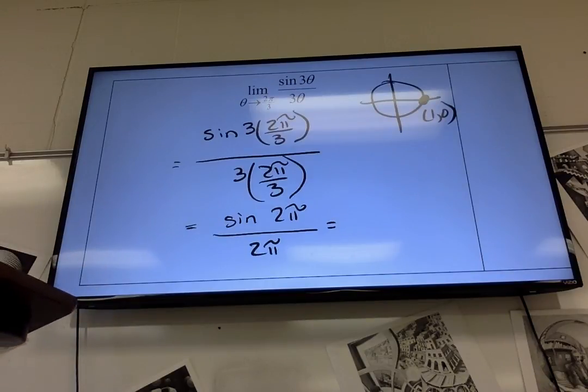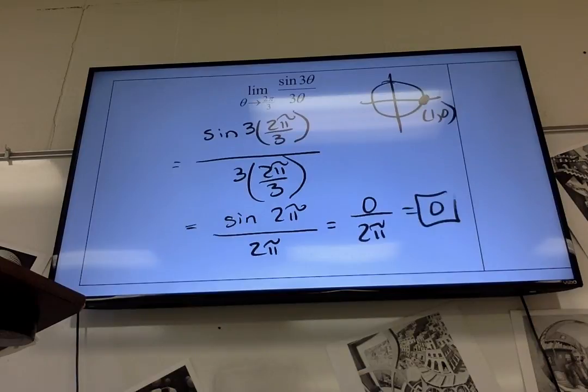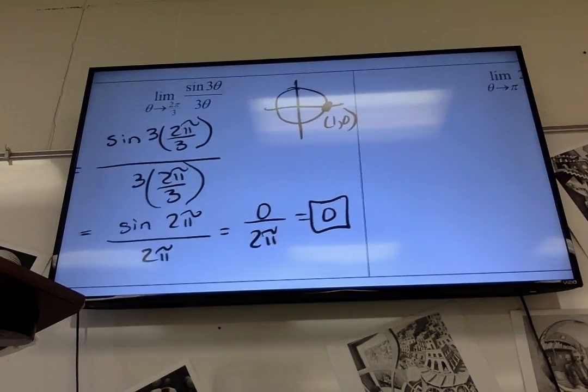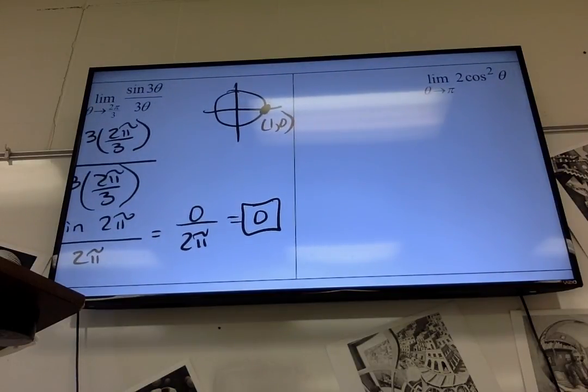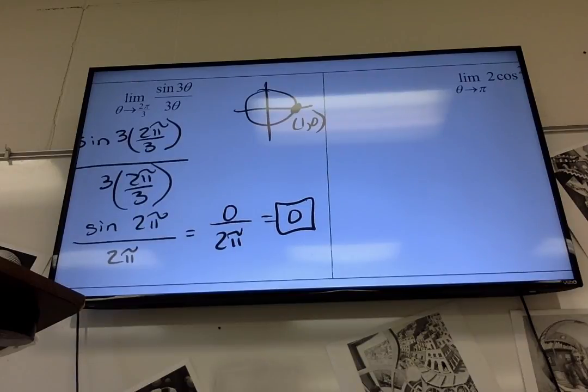All right, sine of 2 pi we said was 0. 0 over 2 pi is just 0. So we don't do anything. The limit is just 0. I didn't have to do any extra work because I didn't have an indeterminate form.